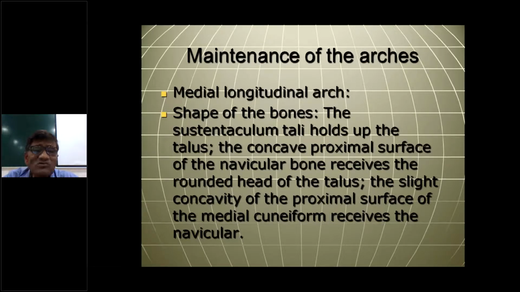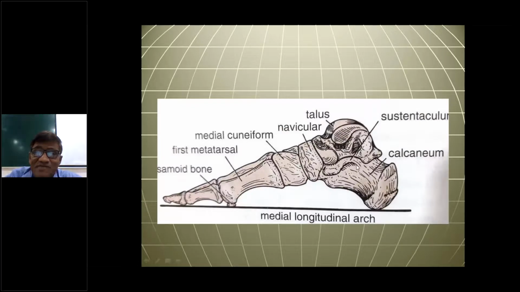Mainly, the shape of the bones. Bones should be wedge-shaped, and they should be compactly fitting with each other. For example, if you see here, the sustentaculum tali holds up the talus. Now look at this. This is a calcaneum. This shelf-like projection from the calcaneus medially is called the sustentaculum tali.